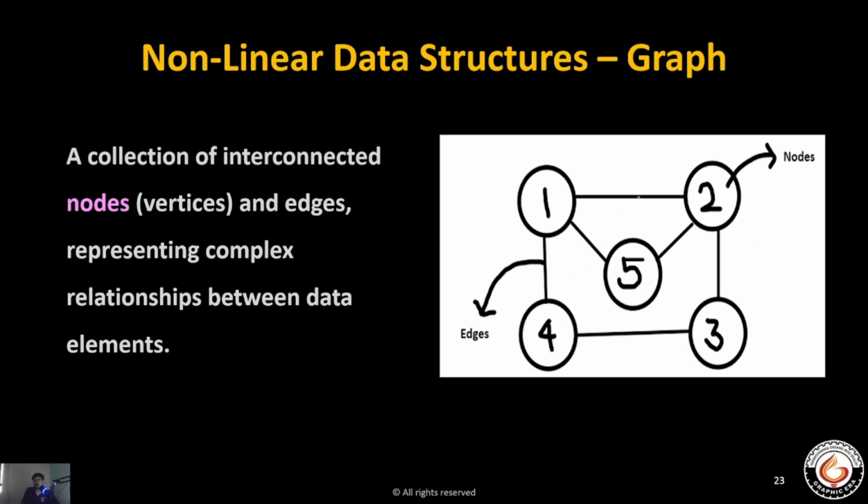So if you are seeing any data structure present in this format, it will be a graph nonlinear data structure. So what's the difference between graph nonlinear data structure and tree nonlinear data structure? In a tree, a parent node will always be connected to two child nodes, or 0 or 1 child node. But in graph, it can connect to multiple other nodes, more than 2. Okay.